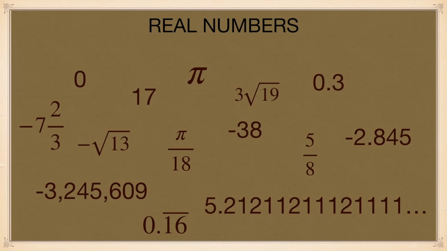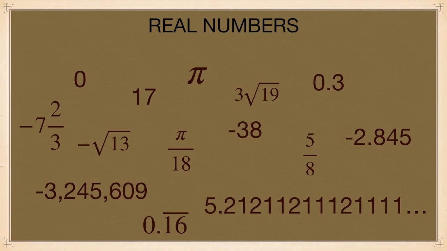The 5.212112111 with increasingly more and more ones in between the twos. So this is all of the numbers that we can essentially think of. And it's not very organized. We get square root symbols in some cases and not in other cases. Some numbers are positive while others are negative.